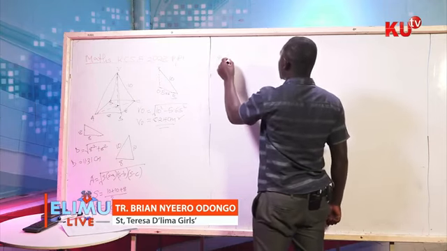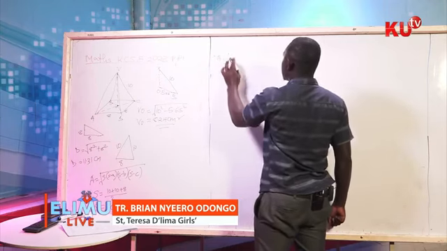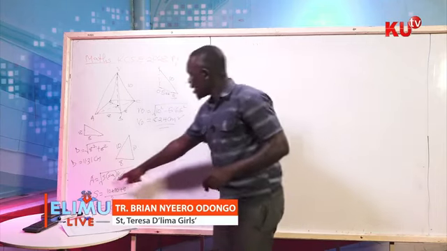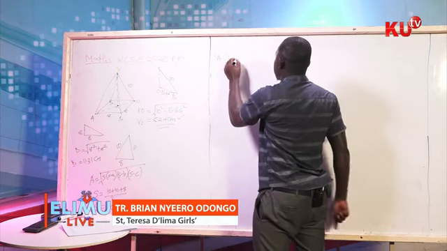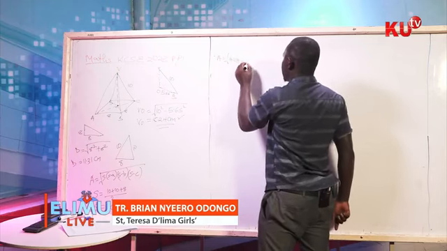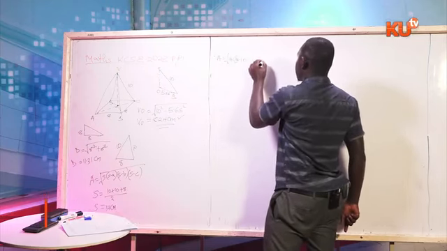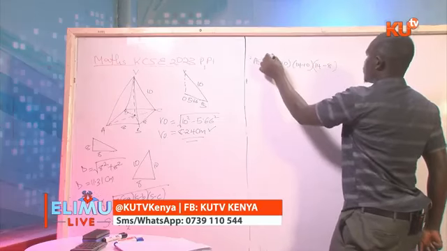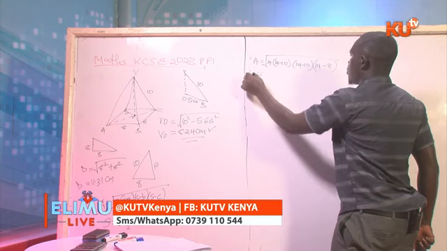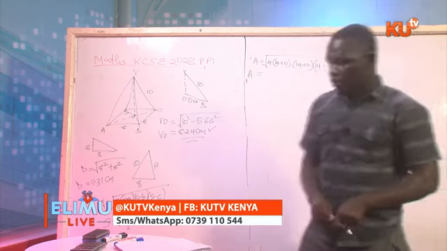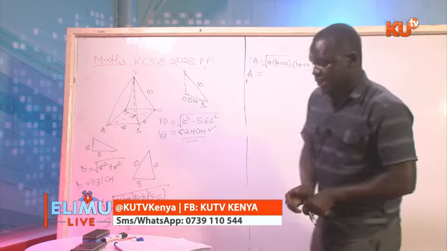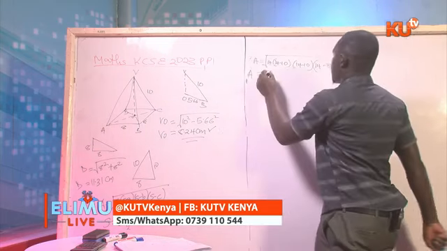After I've gotten my S, I'll now apply that formula. Area is equal to the square root of S, now my S here is 14, 14 into S minus A, that is 14 minus 10, into 14 minus 10, into 14 minus 8. Now, dear students, when you compute that very well, you'll be getting your area as 36.66.